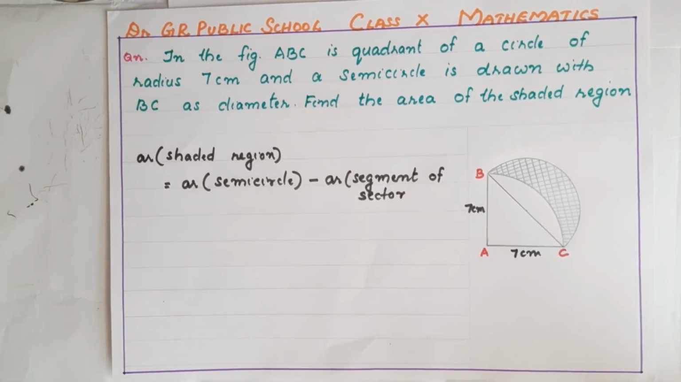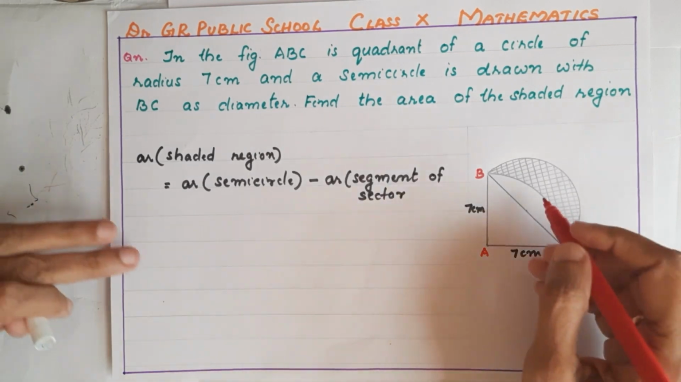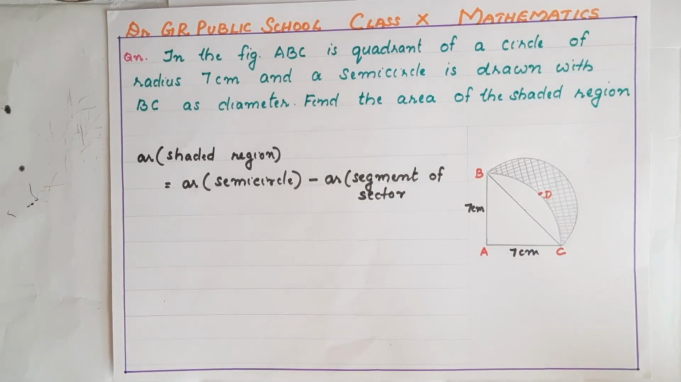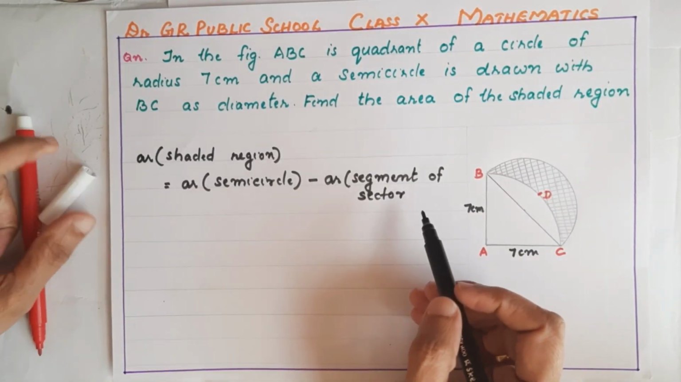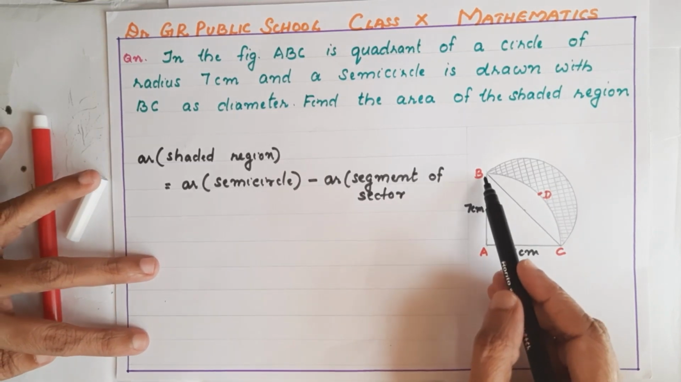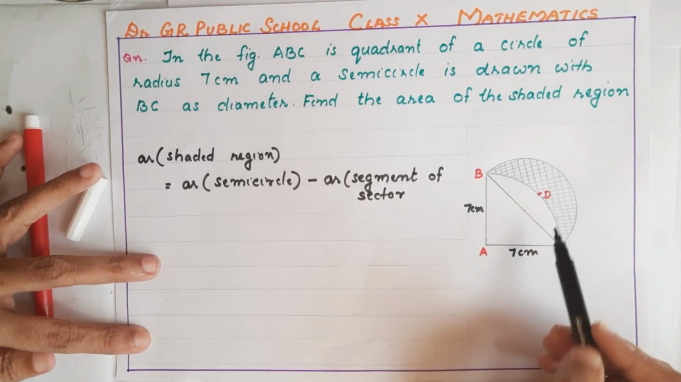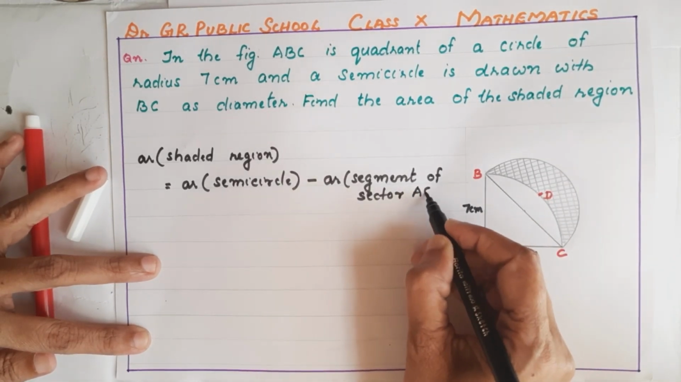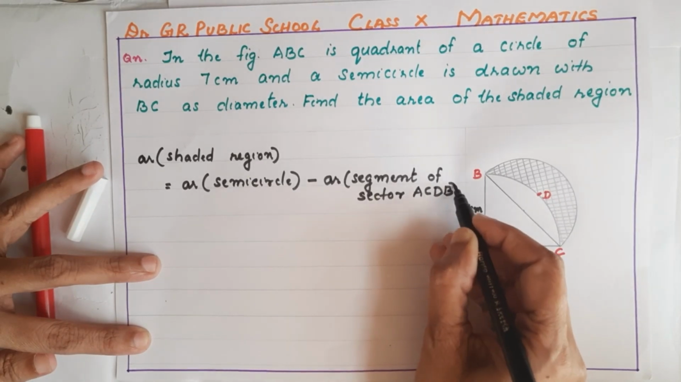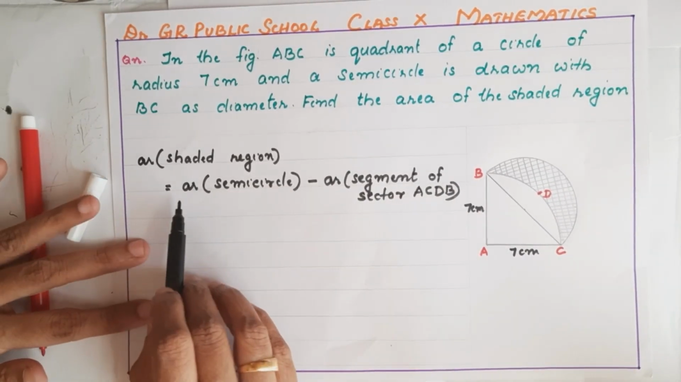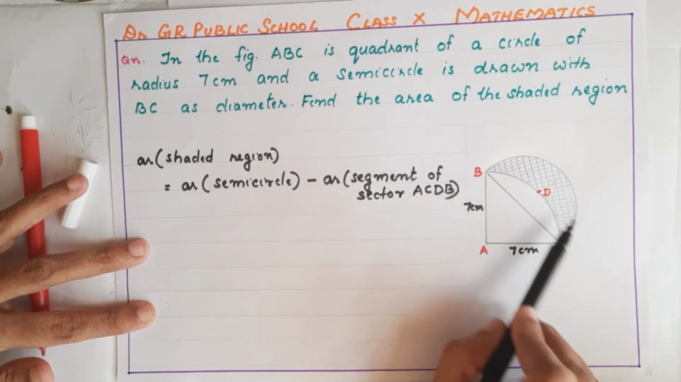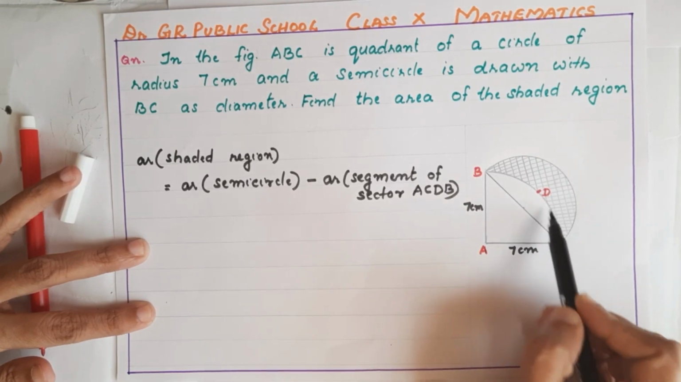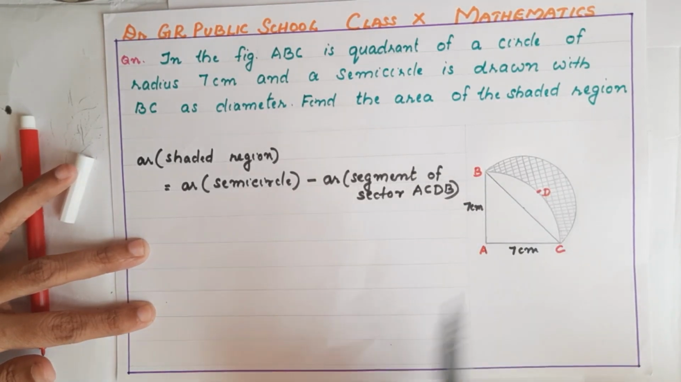How can we name that quadrant? Usually we are naming with 4 letters. So here I am giving another letter D. So we can give segment of which sector? B, A, C, D, or we can name A, C, D, B. Okay, children. So, area of semicircle minus this segment. This segment means segment of this quadrant or sector A, C, D.